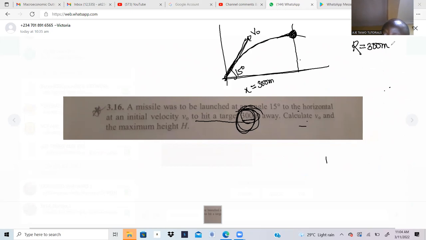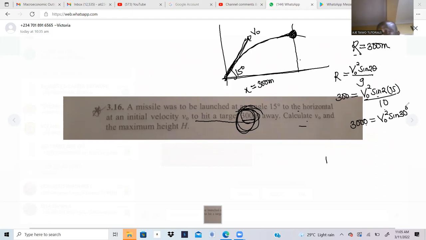We have no choice. And what's the formula for range? Who can help me? V naught squared sine 2 theta all over G is our range. And the range is given as 300, but we don't know V naught. Sine 2 times 15 all over 10. So we have 3000 equals V naught squared sine 30 degrees.